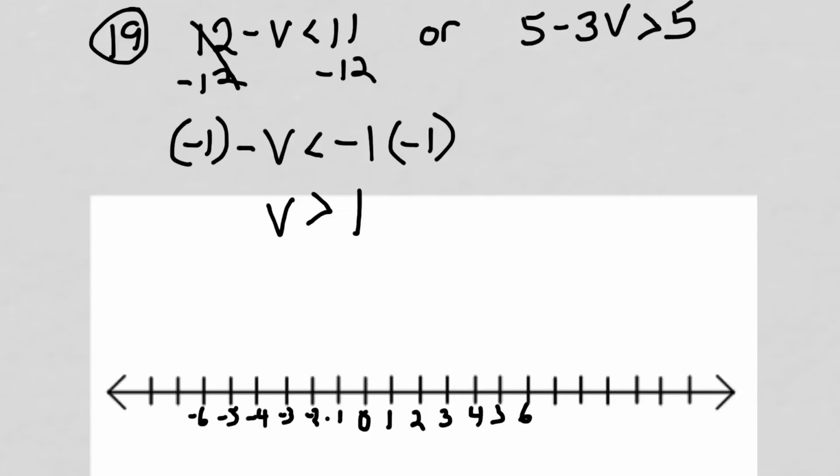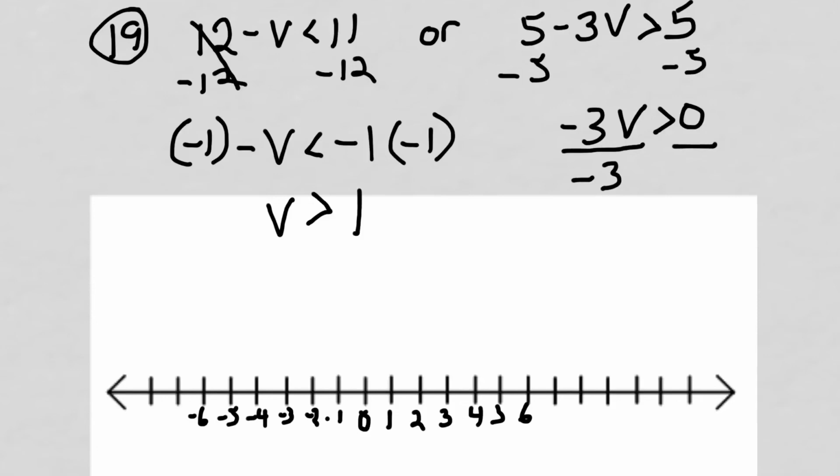5 minus 3v is greater than 5. I'm going to subtract 5 from both sides. I do that, and I'm left with minus 3v is greater than 0. Even though that's a 0, you still treat it the same way. To get v by itself, I'm going to divide both sides by negative 3. I end up with v is greater than 0 divided by negative 3, which is 0.